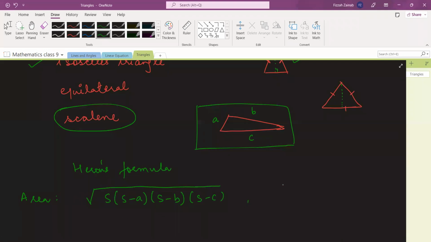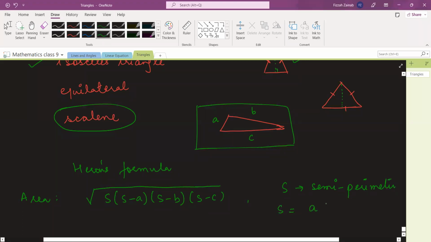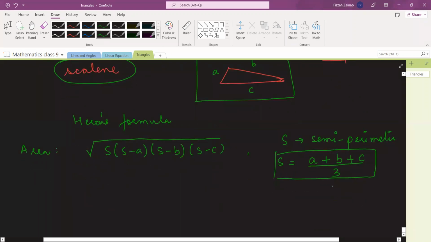Where what is S? Now S is called the semi-perimeter. And S is calculated like this, A plus B plus C divided by 2. So first you have to find the semi-perimeter and then you will put this semi-perimeter into this formula to find the area of the triangle. So A, B, C are length of the sides. And you have to draw this figure.